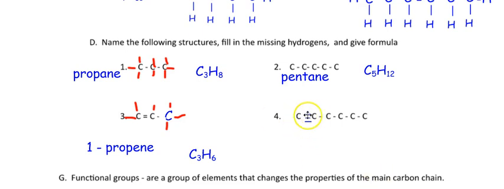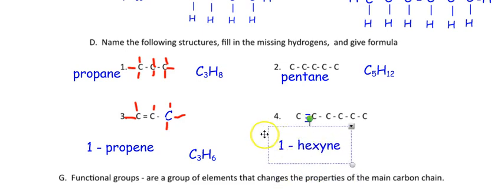All right, how do we do? 1, 2, 3, 4, 5, 6. Hey, what's the prefix for 6? Hex, you're right. And what else do we know? There's a triple bond there. So this is a hexyne, and where is it? On the first carbon. So now what is the formula? I have 6 carbons. 6 times 2 is 12. 12 minus 2 is 10. So that's my formula. And let's go ahead and draw your hydrogens in.